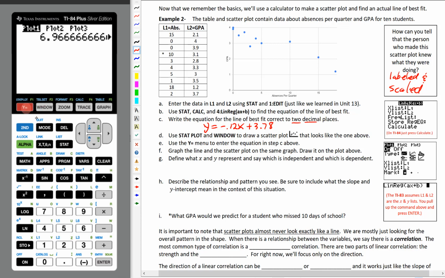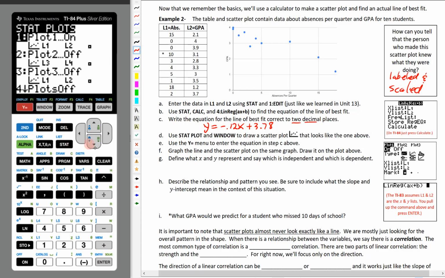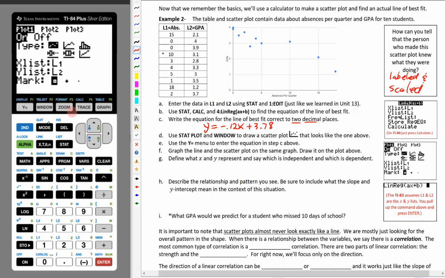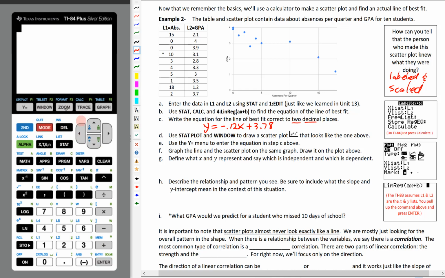So I'm going to check one more thing. I want to make sure that I don't have anything else. I'm going to clear that off. Get rid of that. Always a good idea to reset your calculator. I forgot to do that. Okay, so we've got the stat plot on. We've got everything looking good, so I'm going to hit second quit. And I could just hit zoom and let's see what it looks like. Okay, so that looks pretty good.